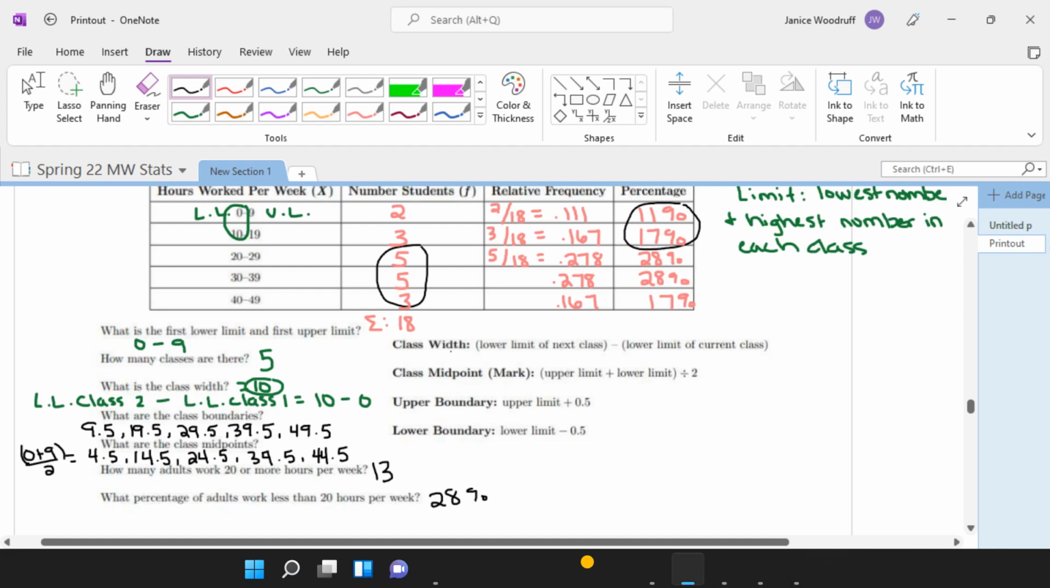And then I didn't even notice right over here, we had these definitions. So the class width, lower limit of next class minus lower limit of current class, is what I gave you guys here. Midpoint, upper limit plus lower limit divided by 2. Just put here 0 plus 9 divided by 2. And then your boundary. So boundary again, just think about where you would round.